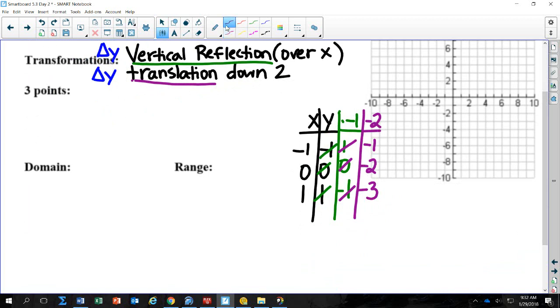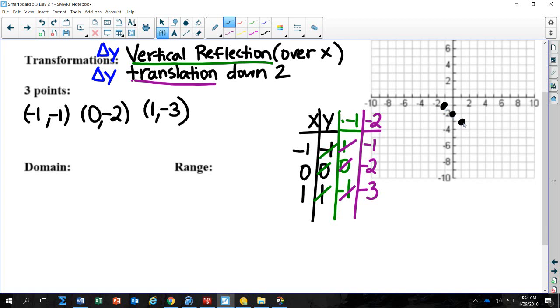So here's our 3 points. We get -1, -1. That's the calibration's off here. We get 0, -2. And we get 1, -3. Okay, we'll graph that over here. -1, -1, 0, -2, and 1, -3.